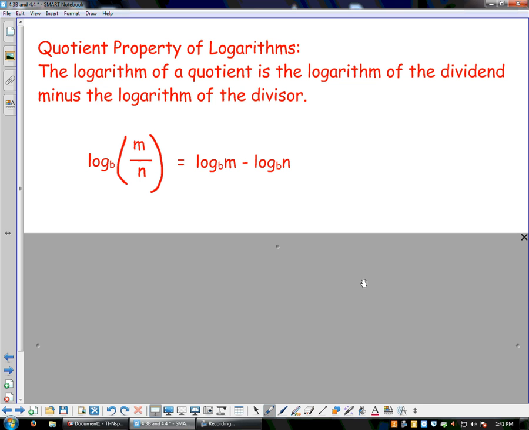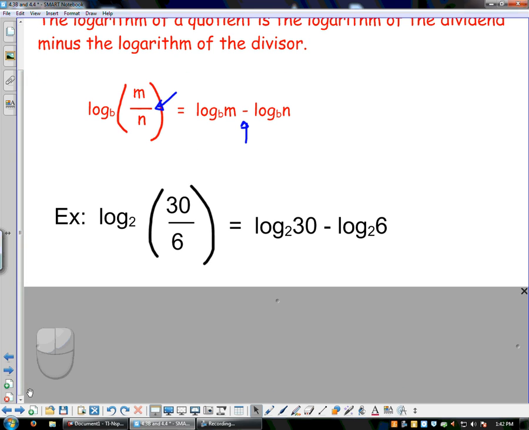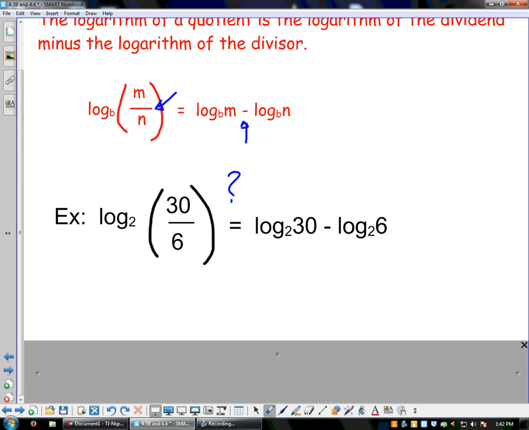Notice if you are dividing here, there's our division symbol, you're going to want to subtract when you pull the two logarithms apart. So let's take a look at this example. Let's test this one. Is log to the base 2 of 30 over 6 equal to log to the base 2 of 30 minus log to the base 2 of 6? Let's test this by evaluating both sides.